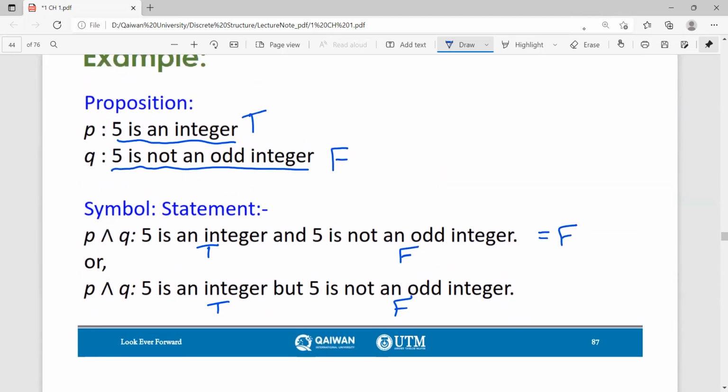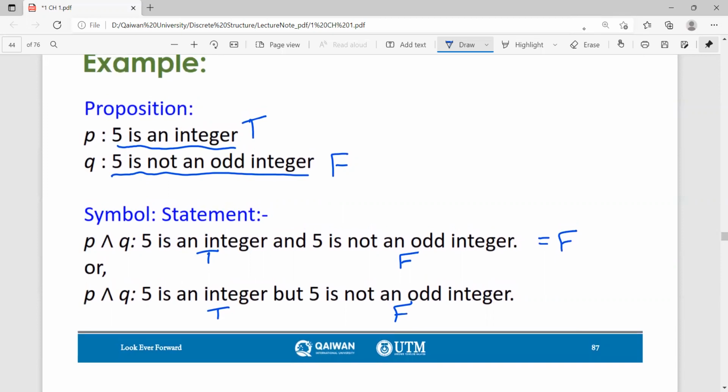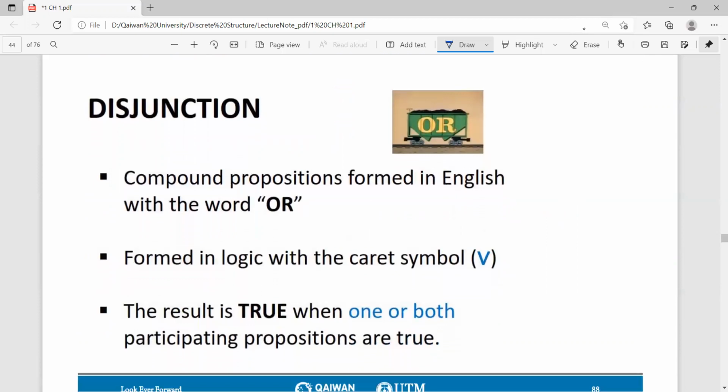The most important thing here is to know whether each statement is true or false. Then when you join them by the operator, here conjunction, the result is true or false. That's all here. Now you have disjunction. Disjunction means or in English, and the mathematical or logical symbol for or is that V shape.